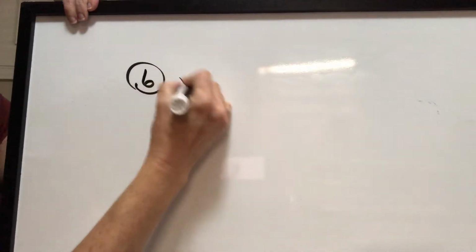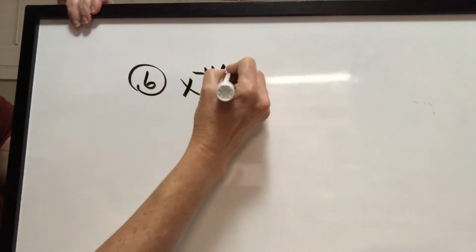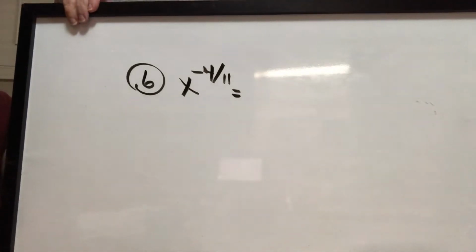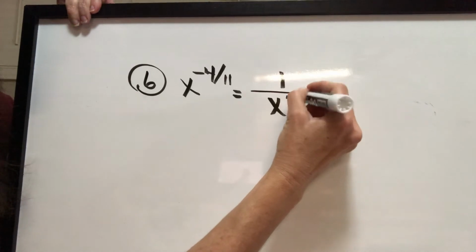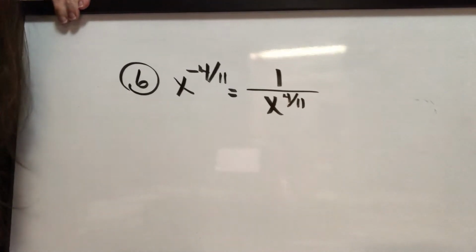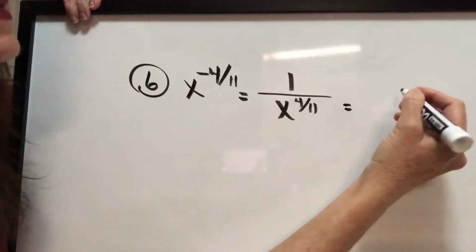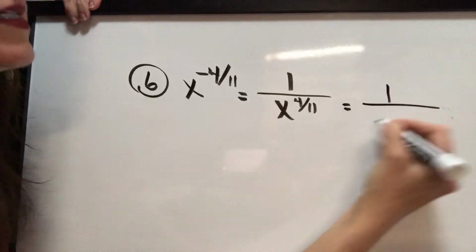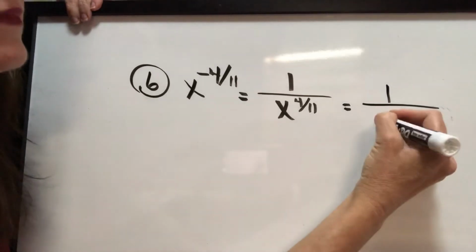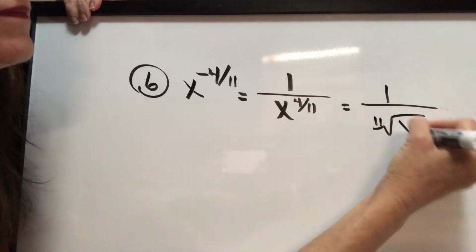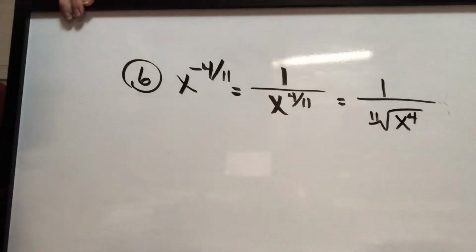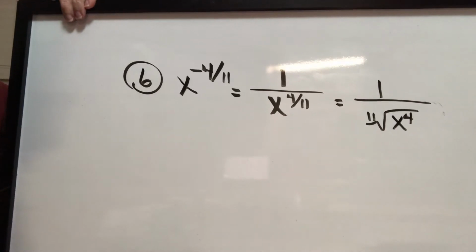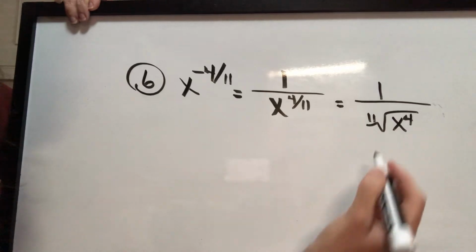Okay, so on number 6, x to the negative 4/11 power would be the same thing as a fraction, 1 over x to the 4/11 power. Write it as a radical, so keep the 1 on the top. The 11 denominator makes it the 11th root of x to the 4th. And that cannot simplify because you can't break down 4 into anything that would be divisible by 11. 4 is less than 11.